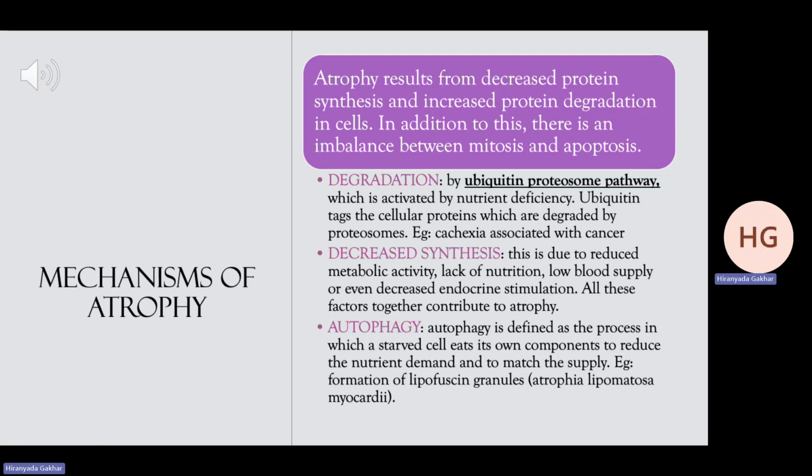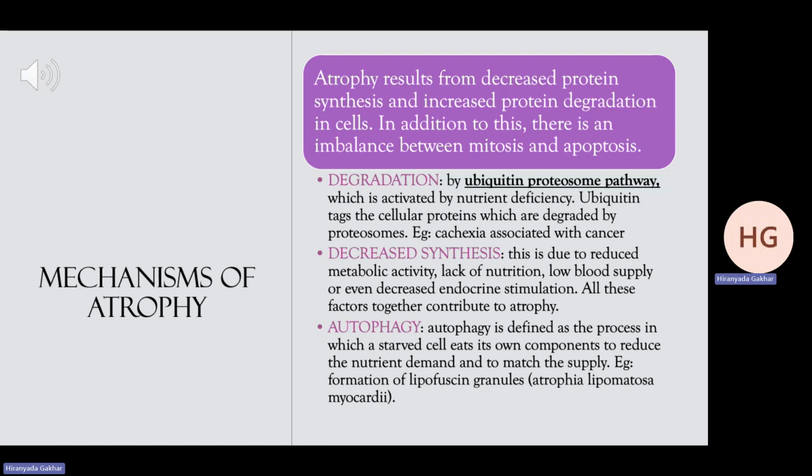So atrophy can be due to three things. It's basically a game of demand and supply. So it can either be due to an increased degradation or breakdown, or due to a decrease in synthesis, or due to autophagy. Now what happens is, whenever there is increased degradation, the ubiquitin tags certain cellular proteins. These cellular proteins, which are tagged by ubiquitin, are degraded by proteasomes. Such a thing is seen in patients who have cachexia and cancer.